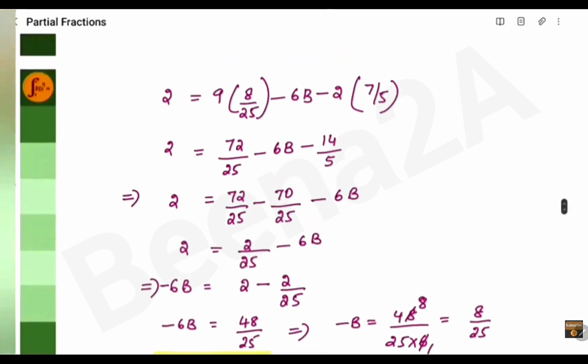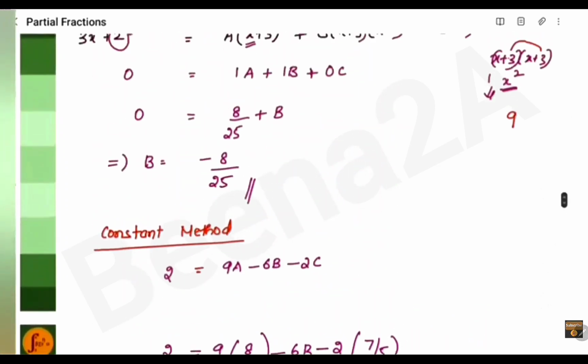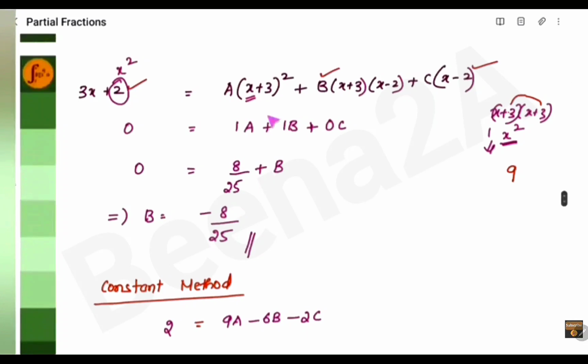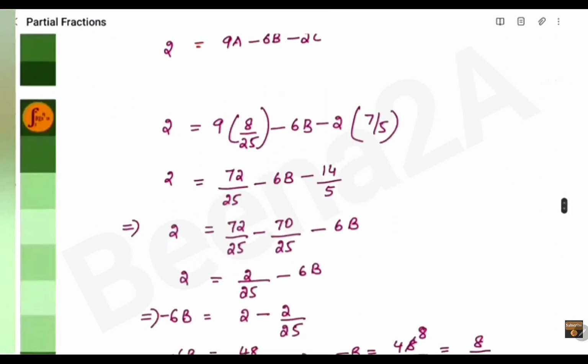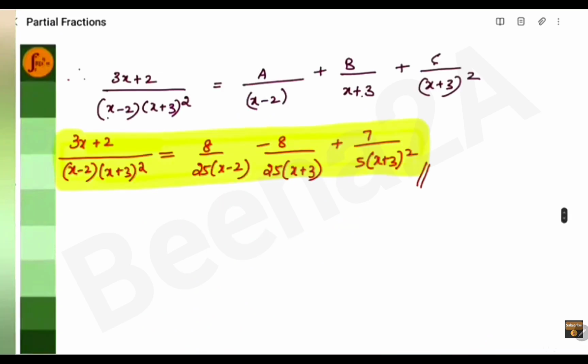Now, we got the same value for b, right? Whether we use the coefficient method or the constant method, we got the same value. The only reason I prefer the coefficient method is that the calculations are simpler, right? But in this case, the calculations are slightly lengthy. Finally, you take the original expression with a, b and c, substitute the values of a, b and c, and then you get this particular partial fraction.